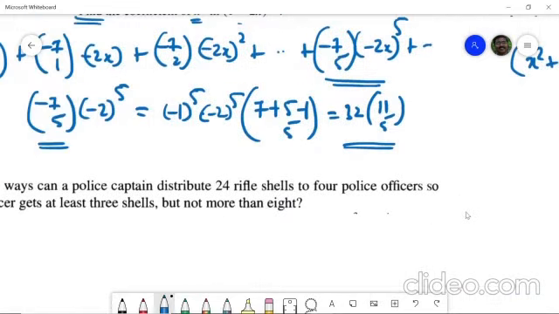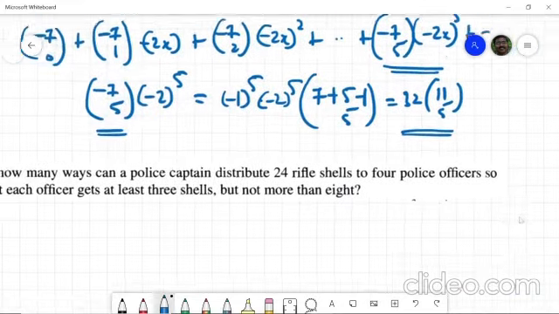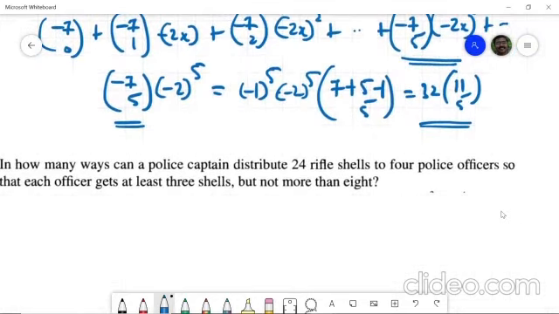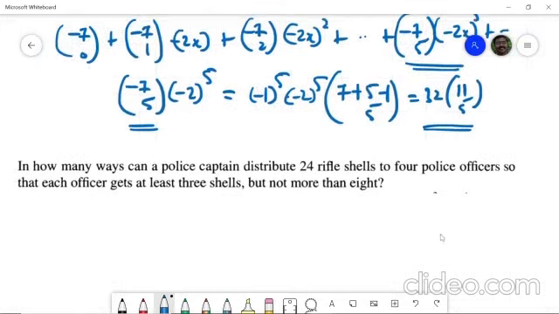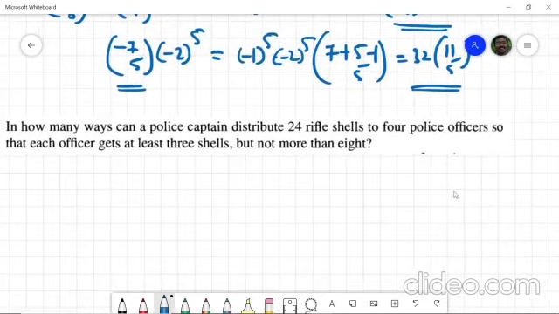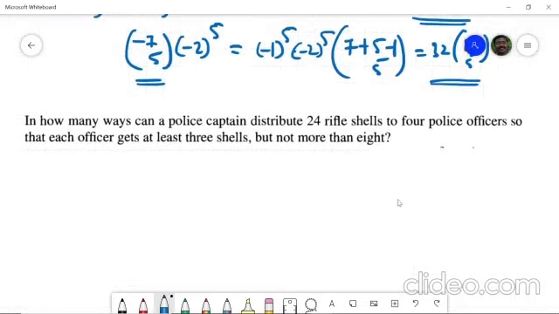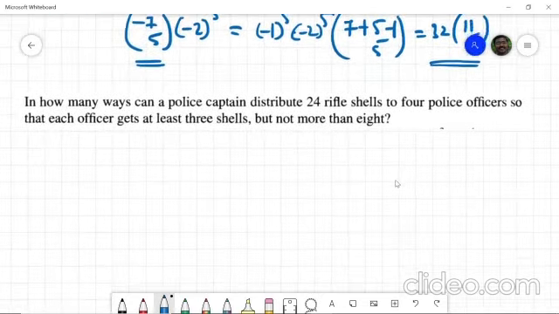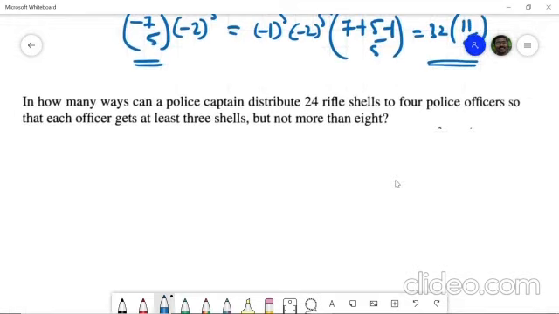Suppose you are looking at this problem, so just read this question. In how many ways can a police captain distribute 24 rifle shells to 4 police officers so that each police officer gets at least 3 shells but no more than 8. So there are actually 24 in all. This is just like a selection problem. We have to distribute 24 rifle shells, and there are 4 police officers.